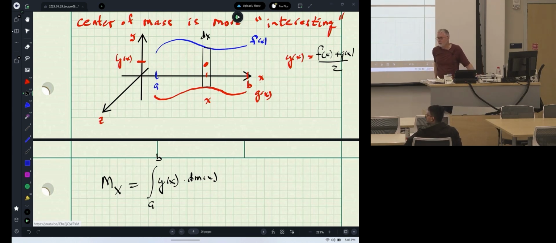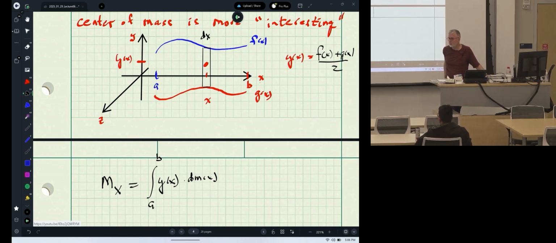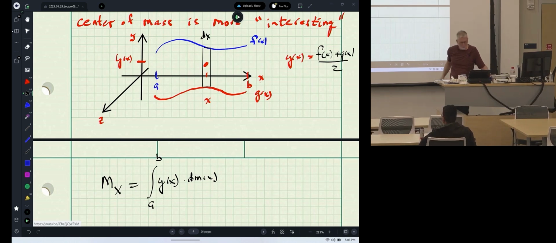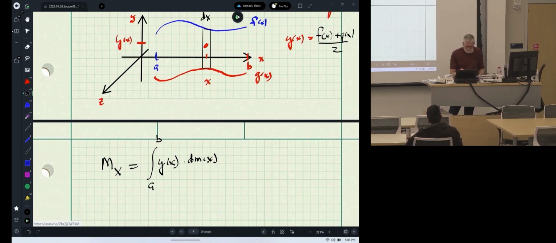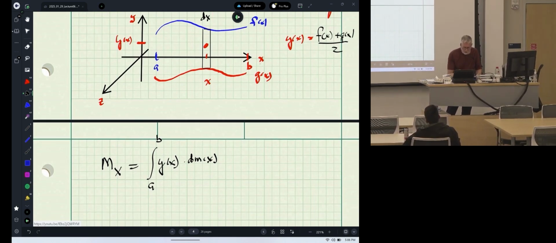When you're doing dm of x, what does the x in the parentheses represent? It's that my differential mass varies. The question is, why am I calling differential mass a function of x? Because I have different mass over here, because the object is thicker in the y direction. Even though it's the same thickness, the height is different.